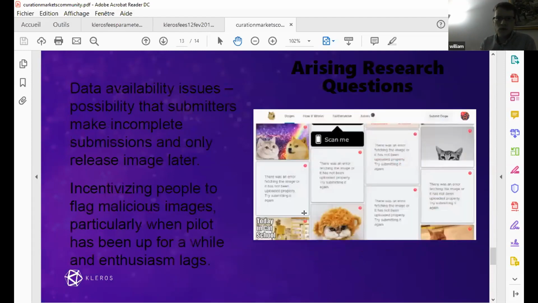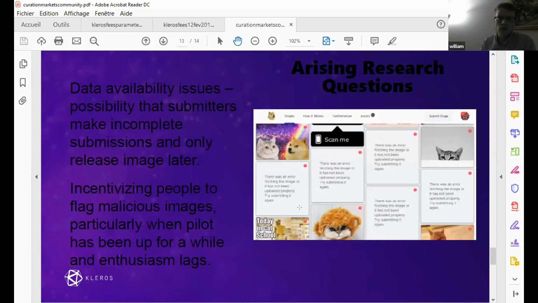We have some arising research questions that come out of this. Particularly interesting are some questions around data availability attacks. What happens when jurors don't have the same amount of information over the course of a voting period, maybe from one appeal to another, when new information becomes available? There was this guy who tried to make submissions to us where the images were missing, and then he was going to submit the images later. That can troll people, because if you're a challenger trying to flag the image, you don't know if it's going to be a Doge or not. Those kinds of things can cause problems. So we're still thinking about ways that we can incentivize the flow of information correctly.